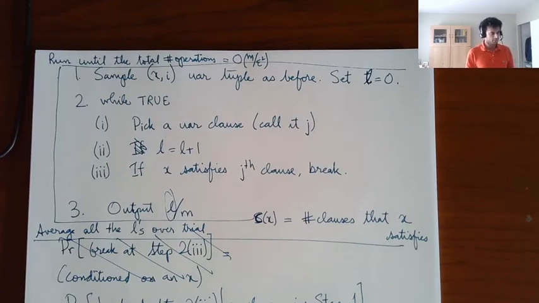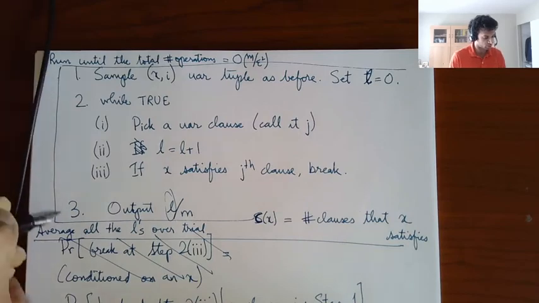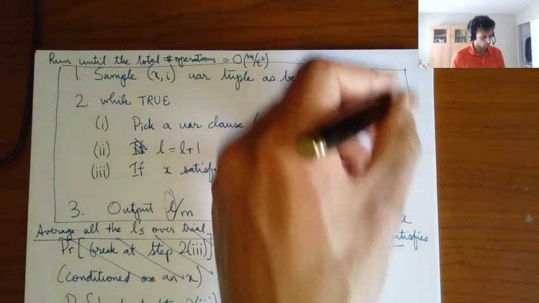What do you mean by a trial in this case? So, average all the L's. Think of this as a trial. This whole process is a trial. This box.